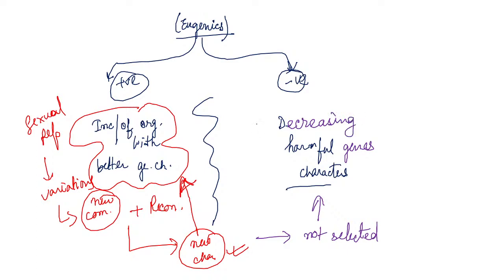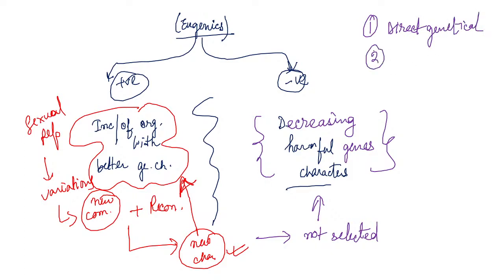So that is only the negative eugenics, that is decreasing the harmful genes or decreasing organisms with the harmful genes, right? Now, there are two studies. One is a direct study, that is direct genetical study in eugenics. And number two is your indirect method of study. Indirect, right? So, as a student, we don't go with the direct method of study, right?